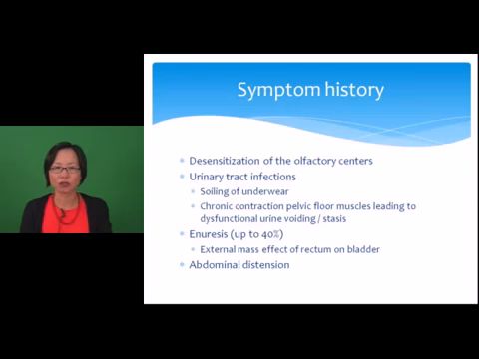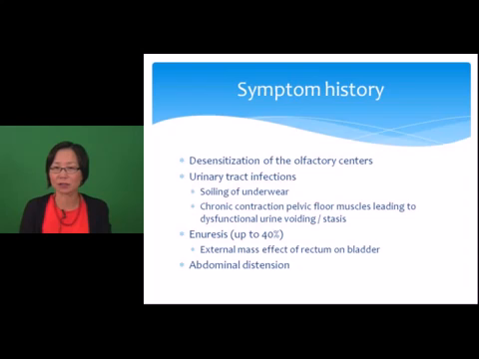They will often have a history of urinary tract infections. For girls, it can be because they have soiling in their underwear chronically, and that allows bacteria to get up into the urethra and into the bladder. They can also get urinary tract infections because their chronic contraction of the pelvic floor muscles withholding the stool can lead to dysfunctional urine voiding. When they do void, they often void incompletely, and then that urine that stays inside the bladder can become a breeding ground for bacteria. Up to 40% of children that have significant constipation with encopresis will also have enuresis.